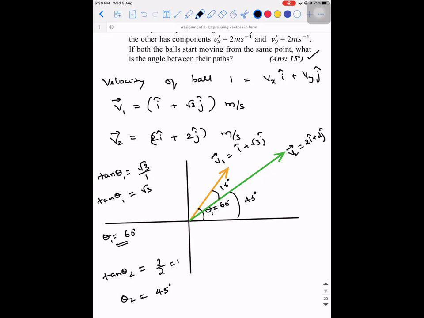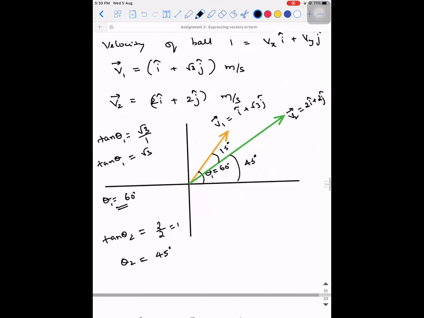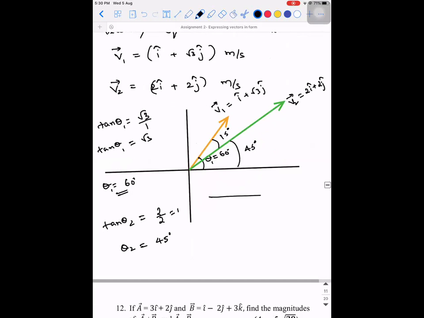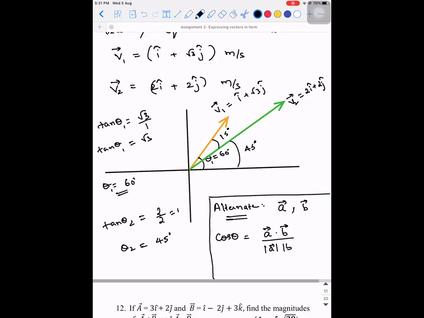Is this clear? So this is one way. There is an alternate way to do this also. The alternate way to find the angle between the vectors is using dot product. If I have two vectors, A vector and B vector, then cos theta between the vectors is given as A vector dot B vector divided by magnitude of A vector into magnitude of B vector.